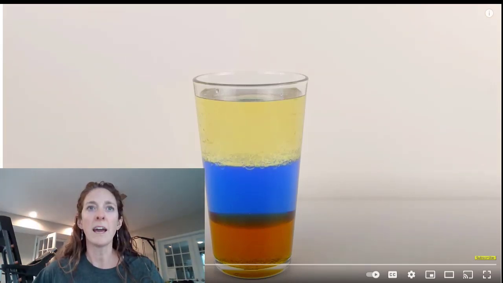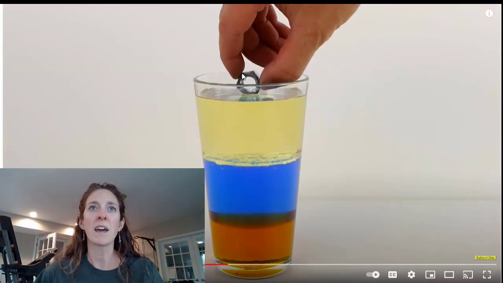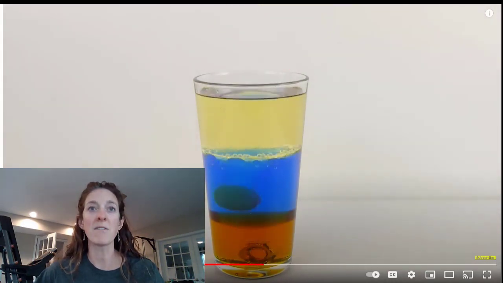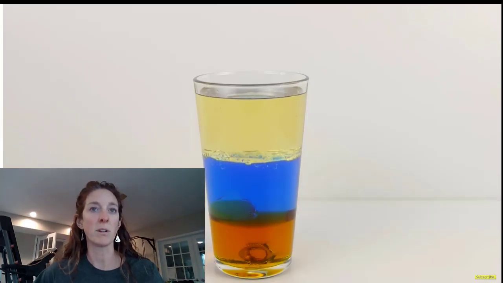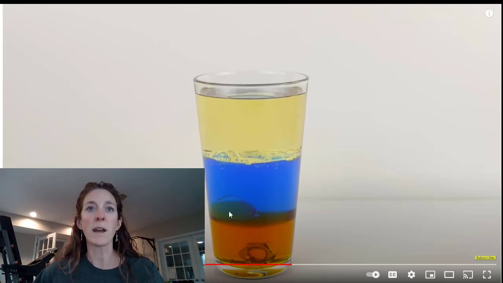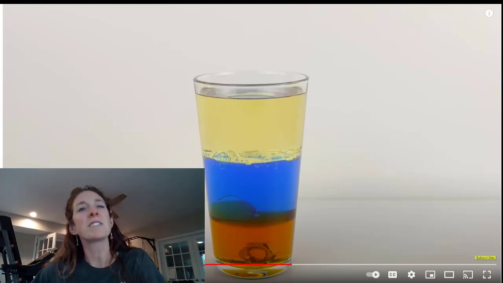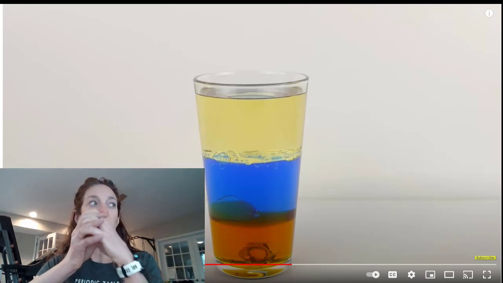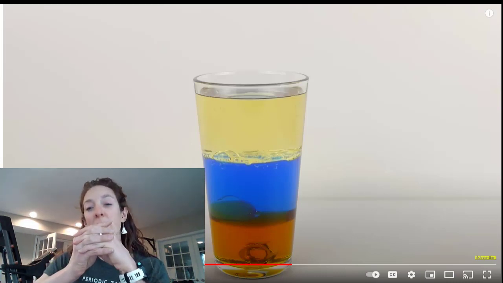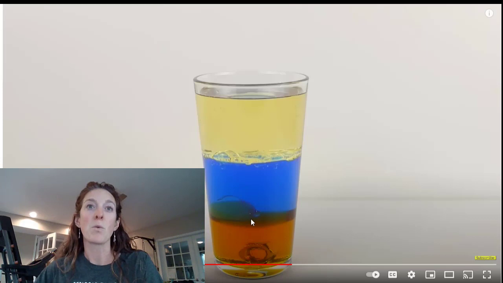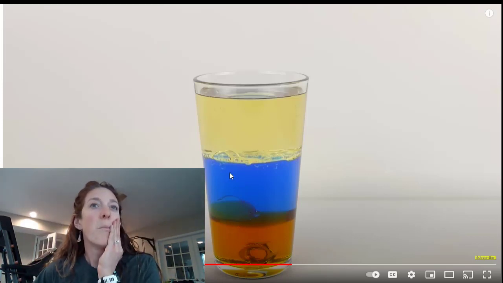Now we're going to add some objects into these layers. First we have a bolt, and notice that it goes right to the bottom. It is the most dense. And then we have a grape, which is about the same size as that bolt. But notice, and I'm going to pause this right here, the grape stops right here. It doesn't float on top of the water, but it doesn't sink to the bottom of that oil. It's about the same size, but there are fewer particles squeezed into that grape, so it is less dense. It is more dense than the water, but less dense than the oil.